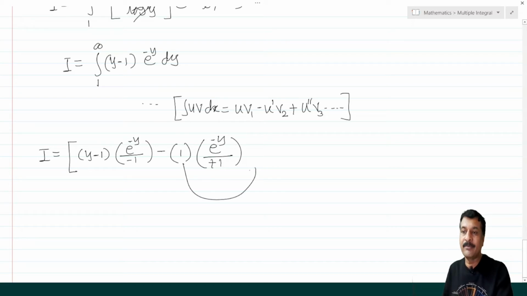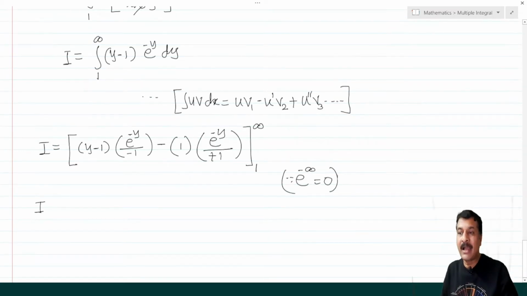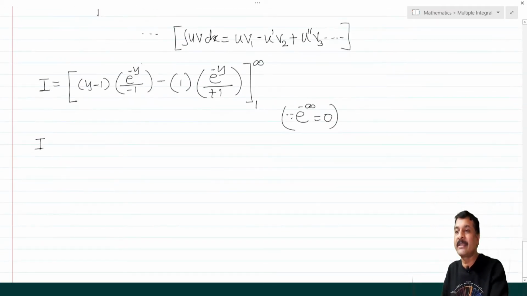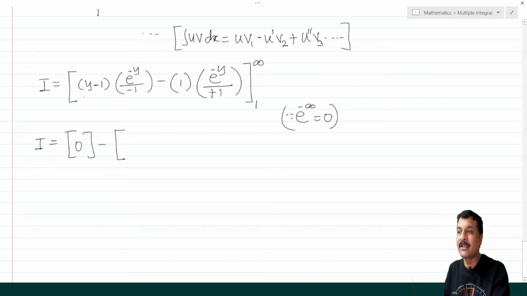Next, the derivative of this is 0. So finish: 1 to infinity, upper limit minus lower limit. Again, don't forget here e raised to minus infinity is 0. So I am getting, at the upper limit, e raised to minus infinity, so here and here I am getting 0. Upper limit minus now the lower limit: y replaced by 1. So y minus 1 is 0, minus here e raised to minus 1. So e raised to minus 1.